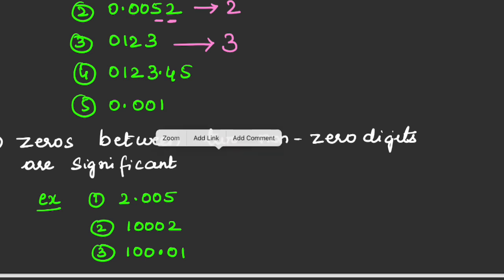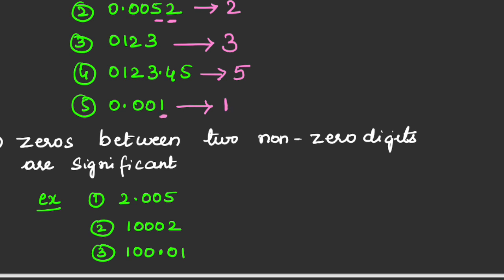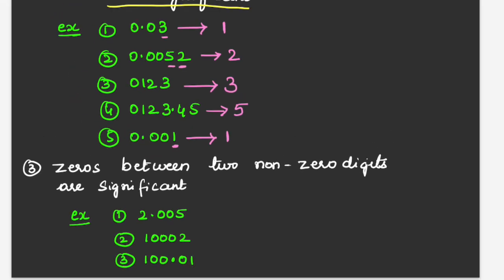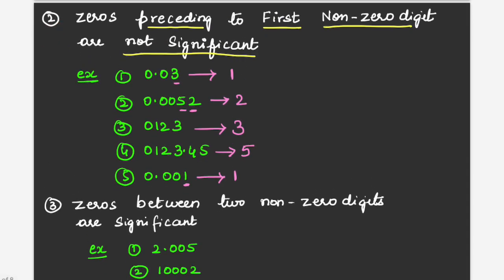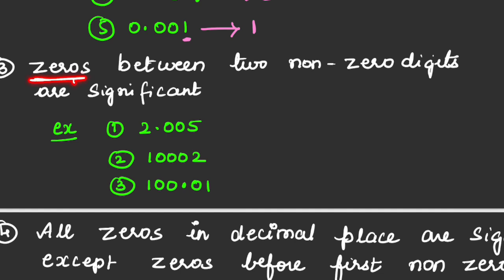Again, non-zero digits are 1, 2, 3, 4, 5. 5 non-zero digits are there. In front of the non-zero digit, that is the preceding 0, this will become not significant. Therefore significant figures are 1, 2, 3, 4 and 5. So you will be writing there are 5 significant figures. In this example, how many significant figures are there? There is only 1. You will write only 1 because the preceding zeros are not significant. Only the non-zero digit you will count. Is that clear? So this is about the second rule. We'll go for the third rule. Zeros between two non-zero digits are significant.